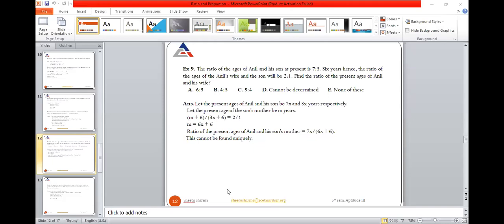From this, we can see we have one equation with two unknowns. We cannot find this value. The ratio of the present ages of Anil and his son's mother is 7x upon m. But we cannot find a unique solution, as we don't have sufficient equations to solve. Right?